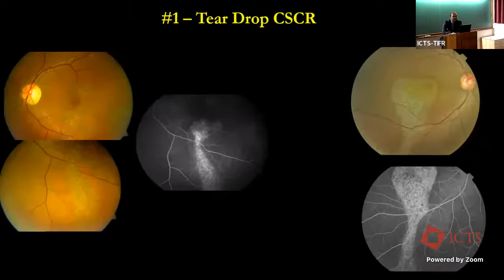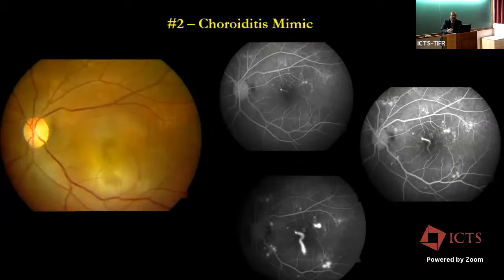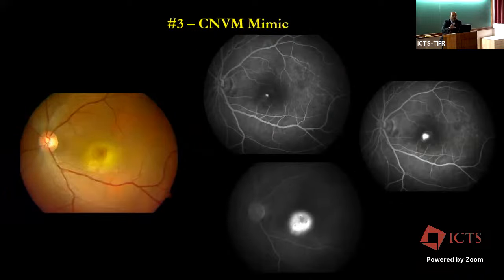So these are some other atypical, more extreme manifestations. A teardrop CSR, you see the gravitational tract, fluid tracking down. It can mimic inflammatory choroidal disease, choroiditis mimics. The angiogram shows this. You can see a leak here, and you can see it snaking through like this because of the fibrin under the retina. Or it can mimic a choroidal neovascular membrane.